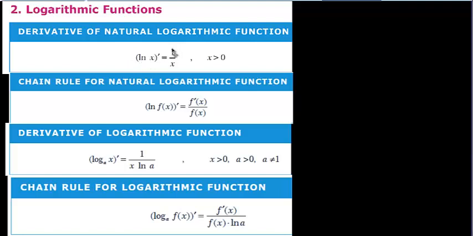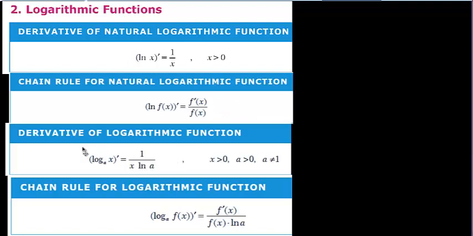The derivative of ln x is going to be equal to 1 over x. The condition is x must be greater than 0, because if x is less than 0, the function ln here is undefined. Here the derivative of ln f(x) is equal to f'(x) over f(x), and f(x) must be greater than 0 here also.